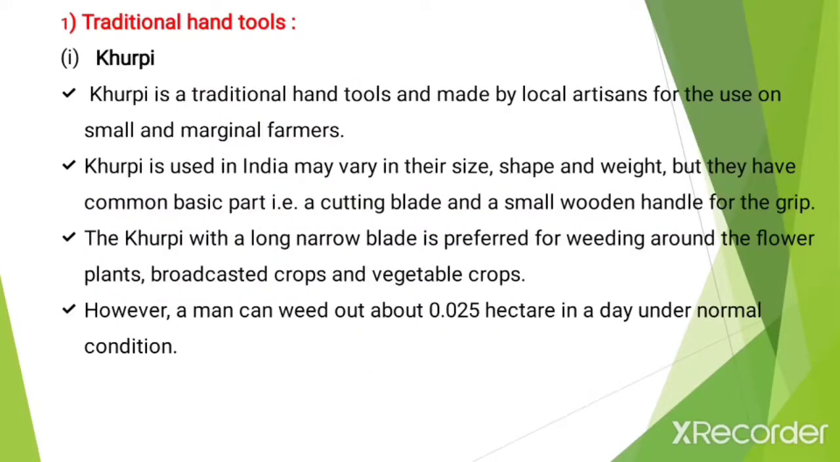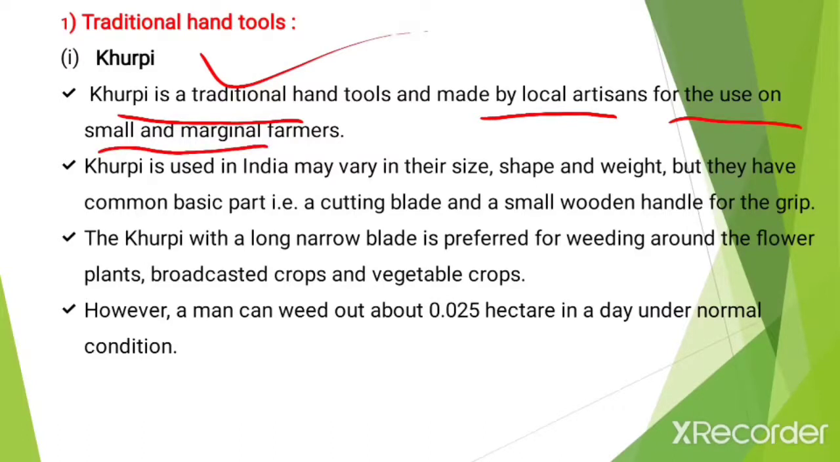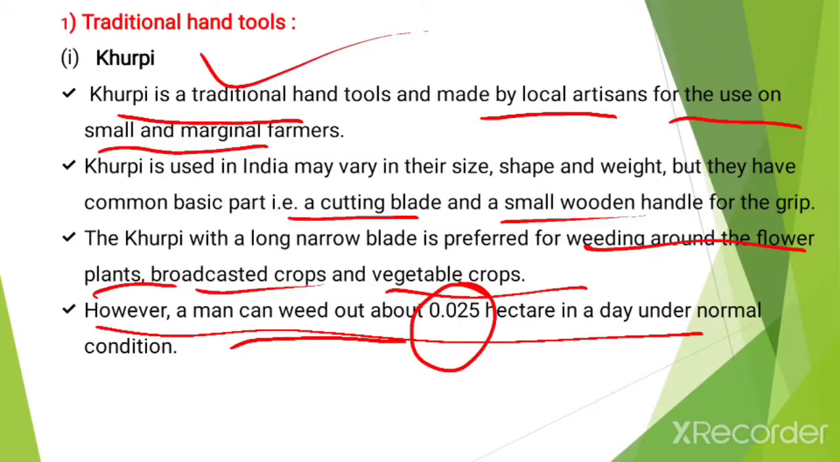Now first, the traditional hand tool, that is khurpi. We know that khurpi is the traditional tool made by local artisans for use by small and marginal farmers. Khurpi is used in India, and may vary in size, shape and weight, but they have two basic parts: first, a cutting blade, and a small wooden handle for the grip. The khurpi with a long narrow blade is generally preferred for weeding around flower plants, broadcasted crops, vegetable crops, etc. A man can weed about 0.025 hectare in a day under normal conditions.